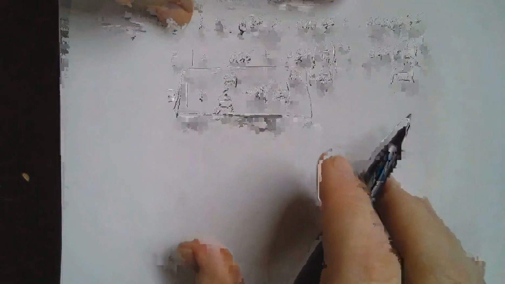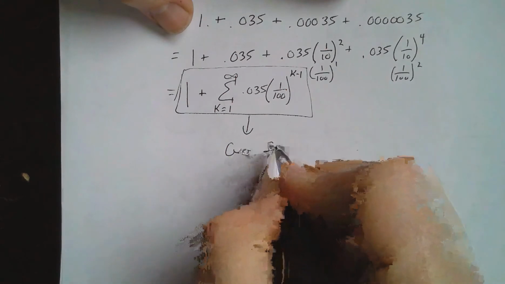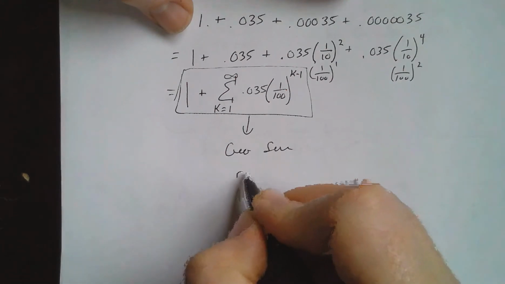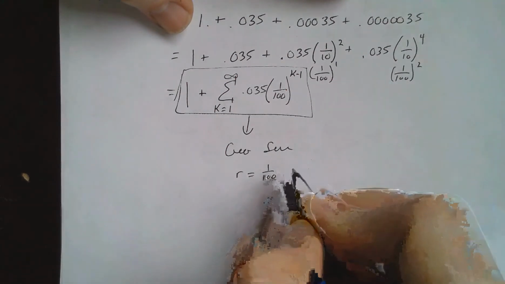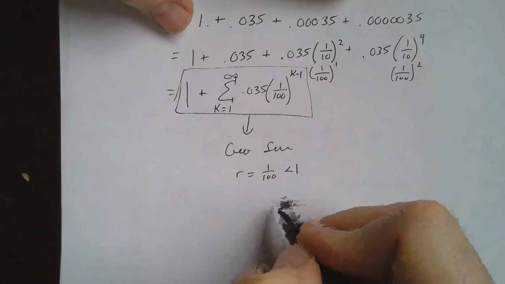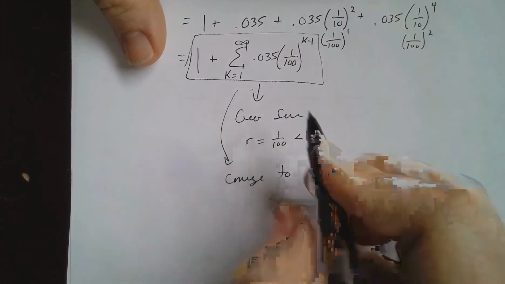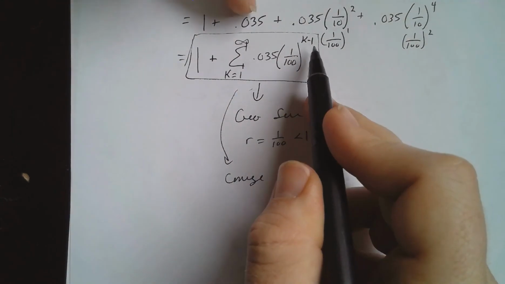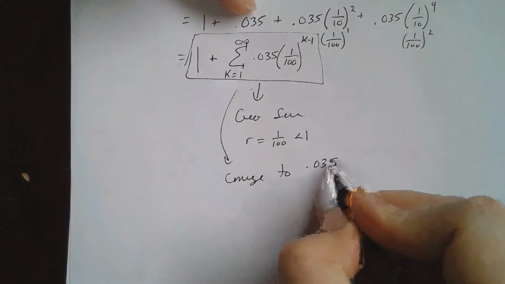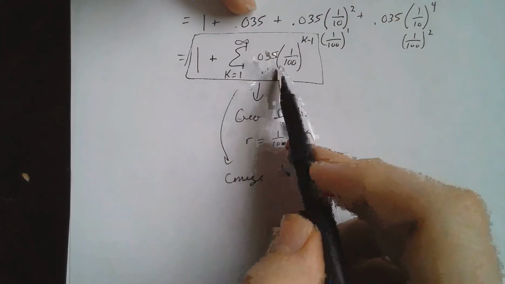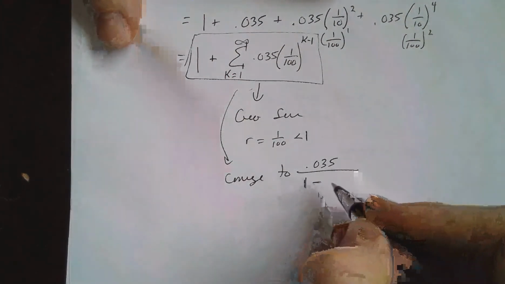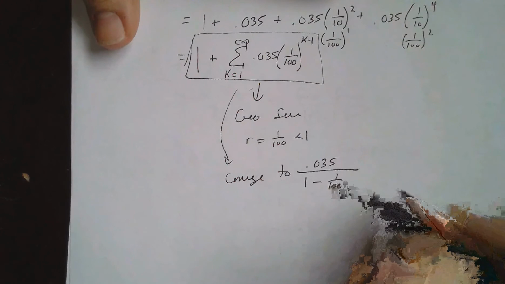And I can very clearly say, hey, wait a second. This is a geometric series with r being equal to 1 over 100, which is absolutely less than 1. And therefore, this series right here will converge to a over 1 minus r. If I plug in 1, my a value is actually this 0.035. And again, I created this in such a way so that that did happen this time, divided by 1 minus my r, which is 1 over 100.